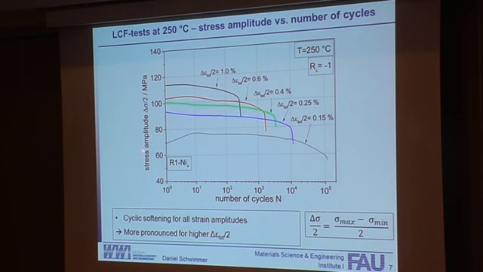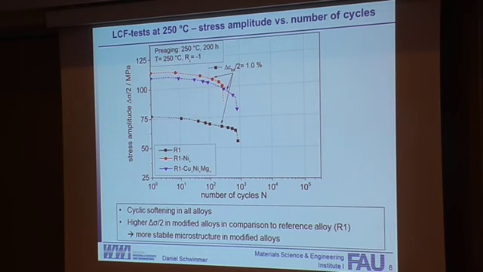If you look at the stress amplitude versus the number of cycles, we can see that for all total strain amplitudes we have cyclic softening. In this line, where our total strain amplitude is 0.15%, we have first cyclic hardening in the beginning, and after 10 cycles until failure we have cyclic softening. The cyclic softening is more pronounced at higher strain rates.